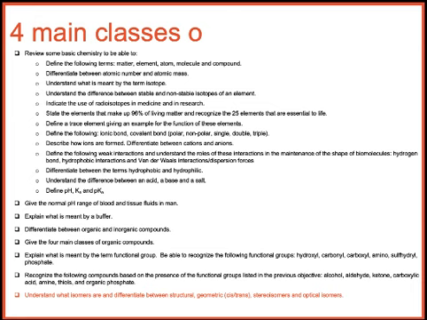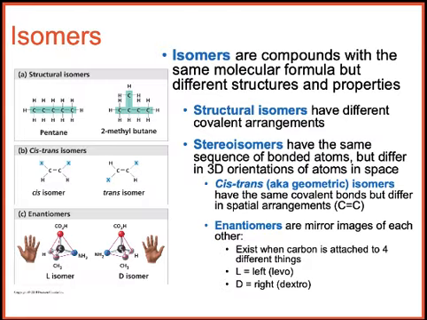Let's understand some more things about isomers, okay? So here, isomers are just compounds with the same molecular formula, okay? But different structures and properties. Let's quickly look at structural isomers, okay? They have different covalent arrangements, all right?